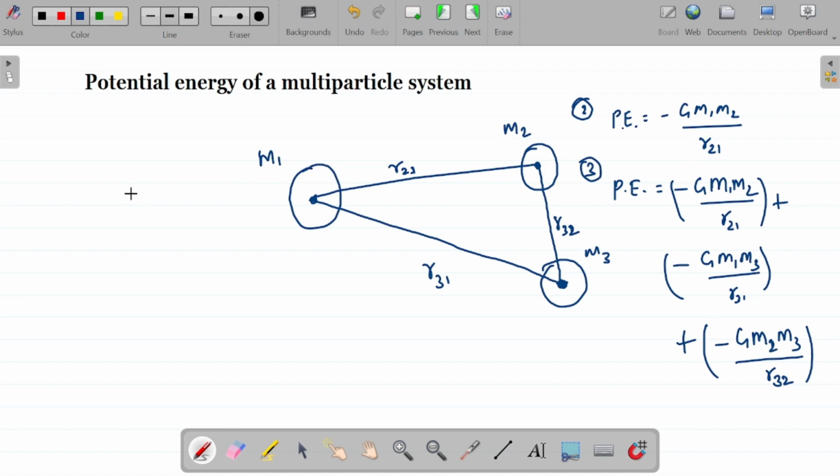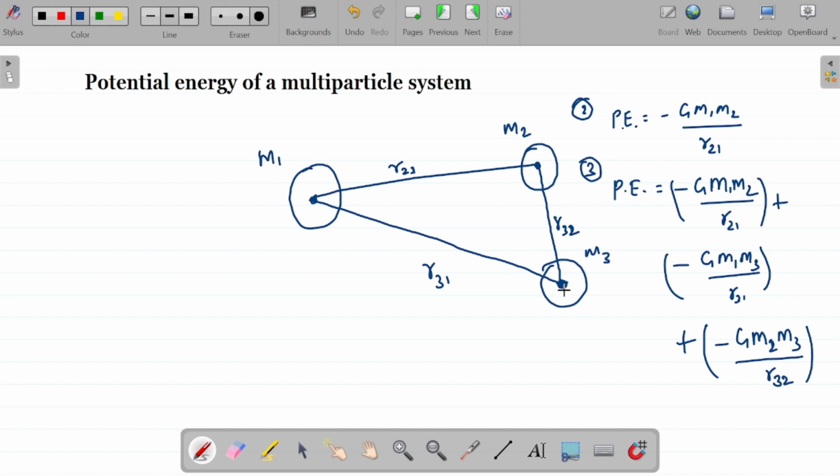So what is happening? One body has been brought from infinity to this point. There is no gravitational force acting on this body, so no work is done against gravitational force, and there won't be any change in potential energy. But if this body is here and we now bring m2 from infinity to this point, there will be a gravitational force acting on m2, and due to that there will be a change in potential energy, more precisely this much, and we have chosen potential energy at infinity to be 0. So the potential energy at this point is given by this expression.